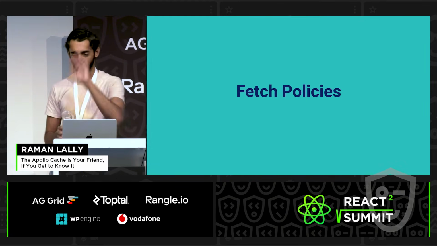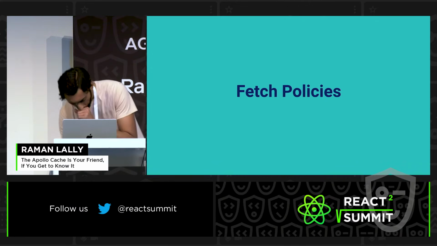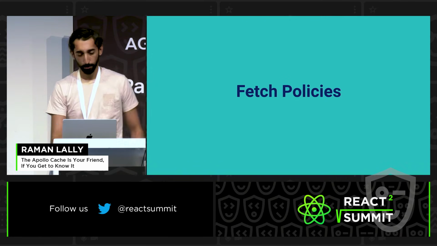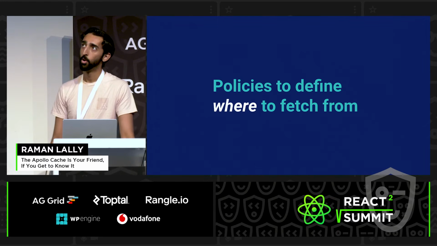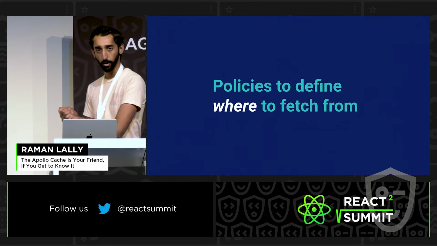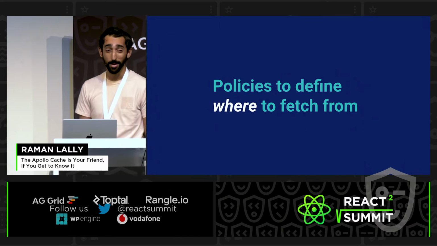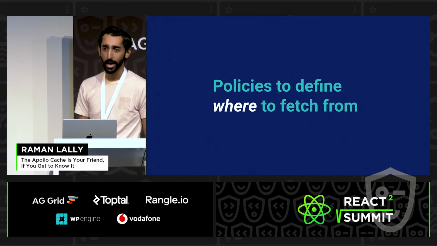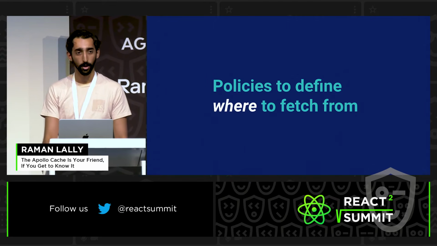So before I talk about any of that, I'm going to talk about how we get that data. And that is the fetch policies. These essentially define when to get your data from the cache and when to get it from the network. There are 6 of them, and I'm going to go through them really quickly, mainly because this is one of the main things that would cause a bug in your application.